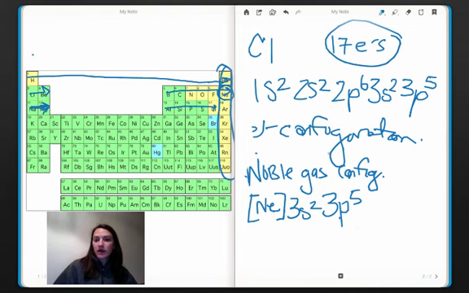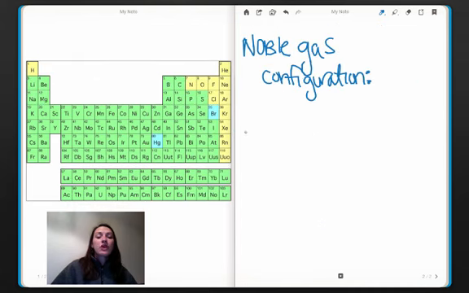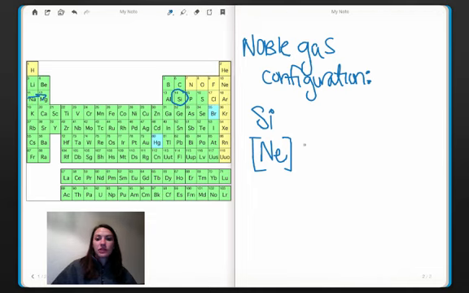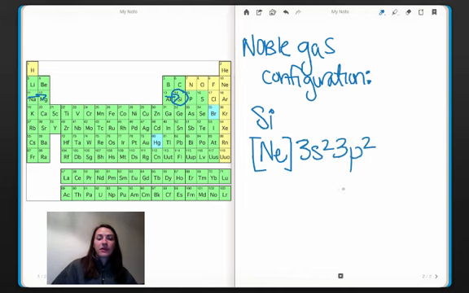So I'm going to do one more. Let's do one more. All right, so the noble gas configuration of silicon right here. What we're going to do is go to the noble gas right before it, which is going to be neon, put it in brackets, and then I'm going to say 3s2, 3p2. Perfect.